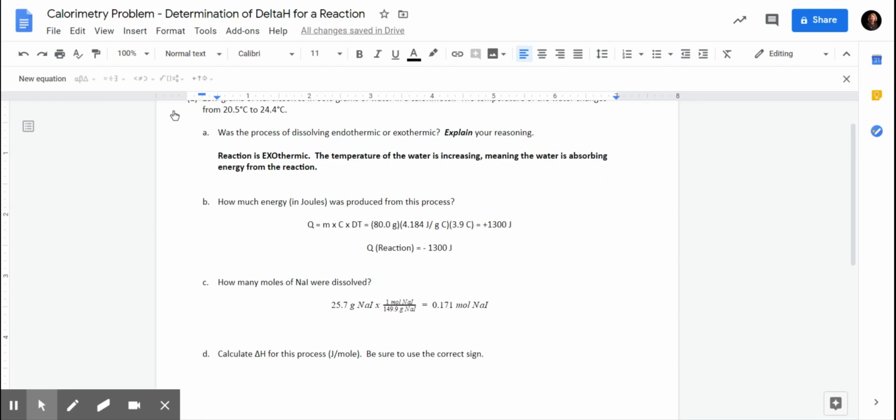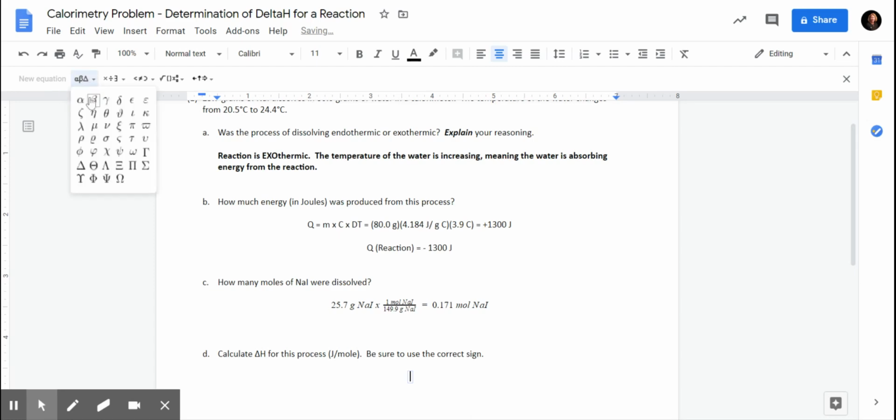Now, delta H is the amount of energy that gets transferred per mole. And in this case, because it's just a straight dissolving, we just put it over a plain mole. So to calculate that, we need to know delta H is equal to Q, the energy that gets transferred, divided by n, which stands for moles. So in this case, Q is negative 1,300 joules. We're going to divide that by our moles, 0.171 moles.